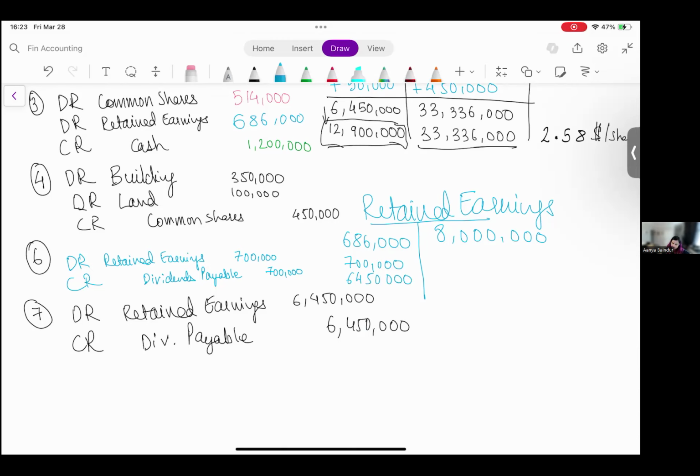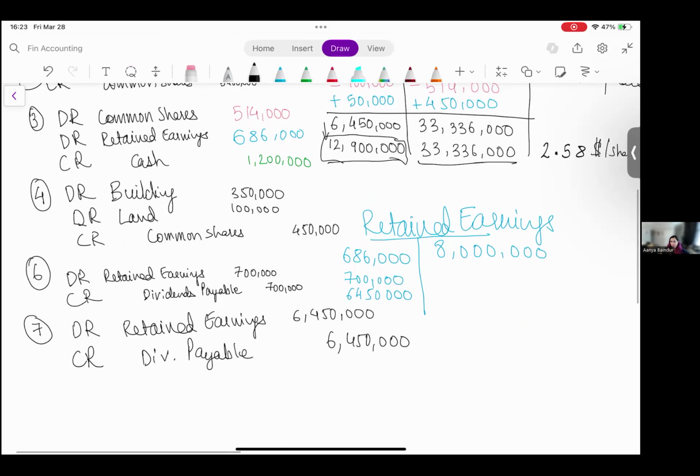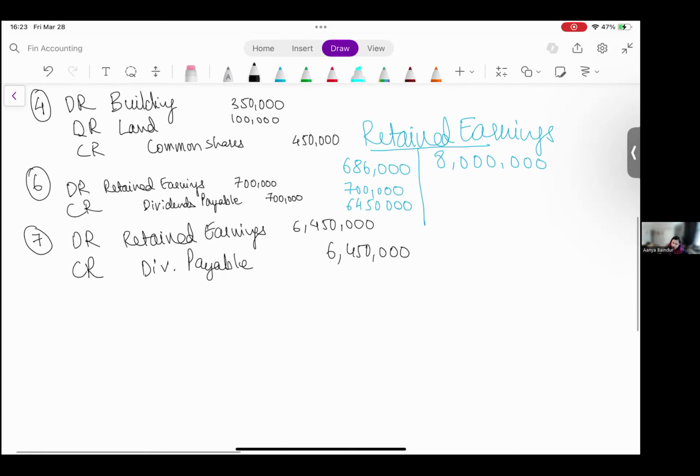Okay. So remember, whenever we are paying out dividends or we are purchasing back shares, we'll always be debiting retained earnings. So when it comes to equity, any outflow of cash will involve a debit to retained earnings. And at this point, we have the debit to retained earnings and the credit to dividends payable.